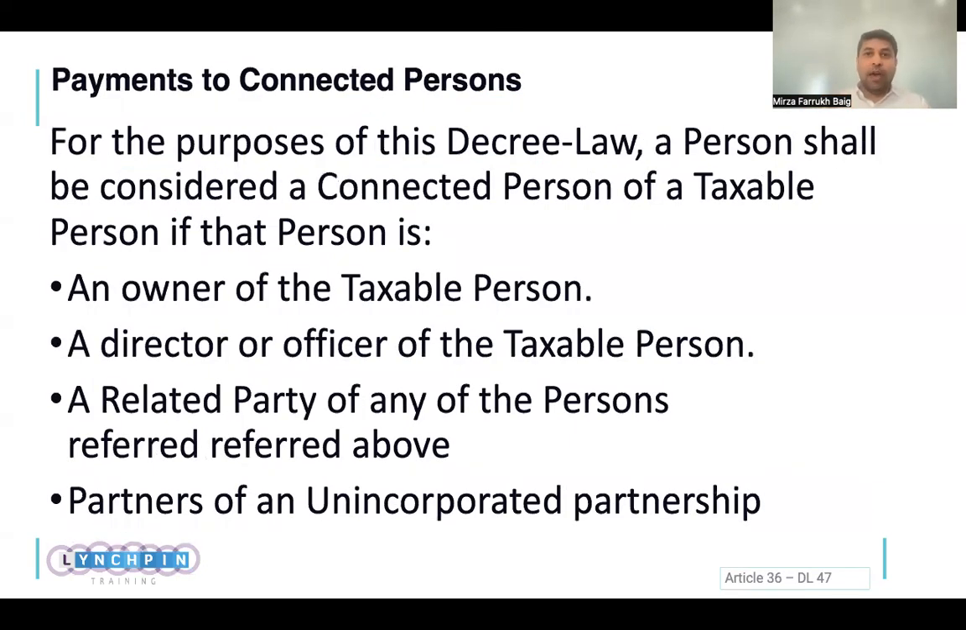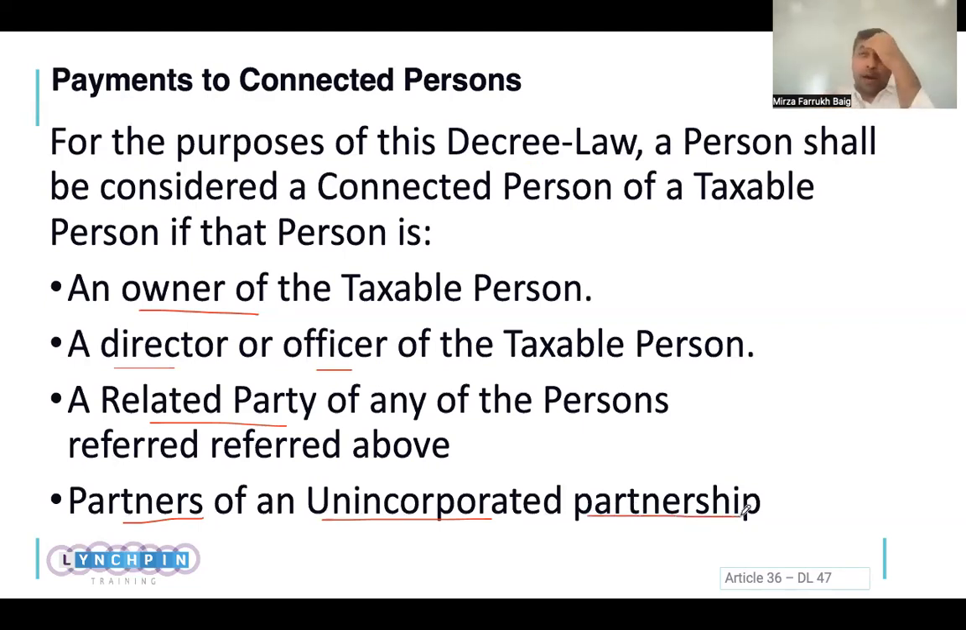If I am giving any payment to anybody who is connected, as I just explained, the following persons would be considered as connected to a business. Of course, the owner, if you are withdrawing any salary from an incorporated business, and not a business which is just run by an individual, then your salary will also fall in this category. A director or officer, a related party, of course, and the partners of an unincorporated partnership.